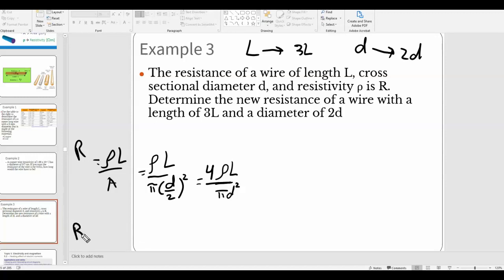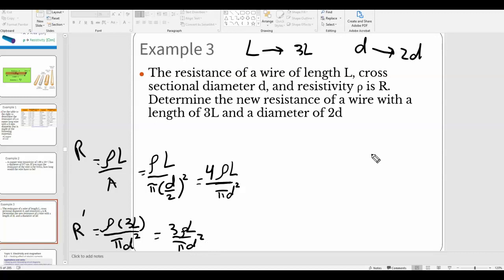Now we want to find a new R when we make the changes they ask us to make. So we keep the resistivity the same. We triple the length, so L becomes 3L. And then we also double the diameter, so on the bottom we have pi times D squared. All right, and so that is going to become 3 rho L over pi D squared.